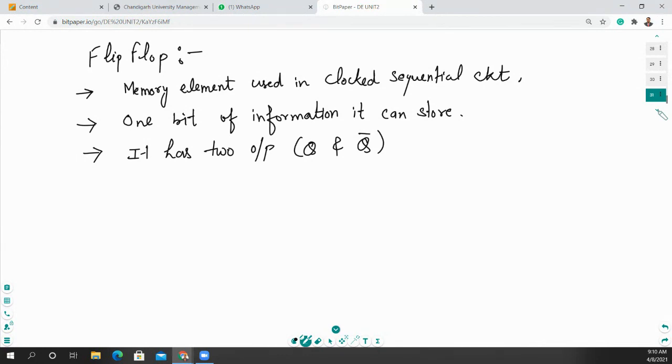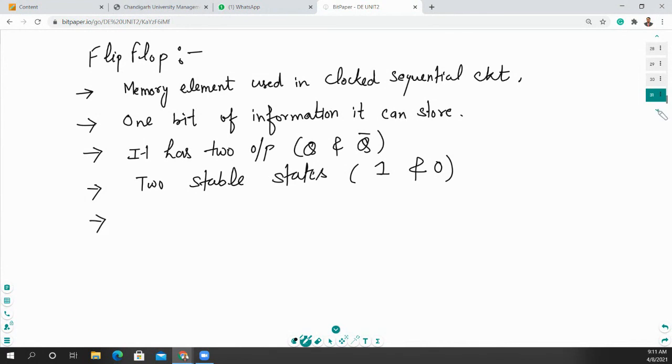Flip flop has two stable states, which are known as the one state and the zero state. And what are those stable states? 1 and 0. Either Q should be 1 and Q bar should be 0, or the reverse. So it has two stable states.